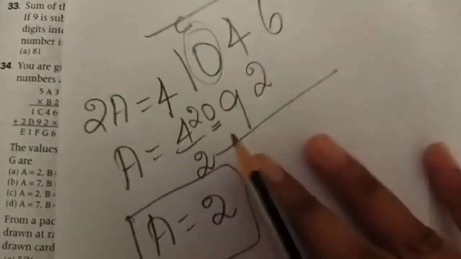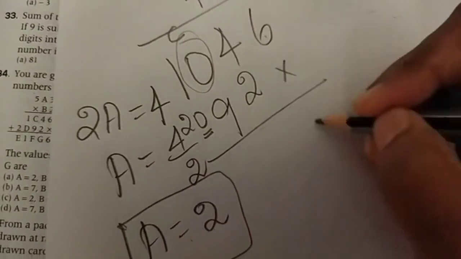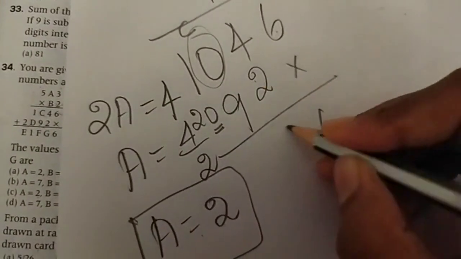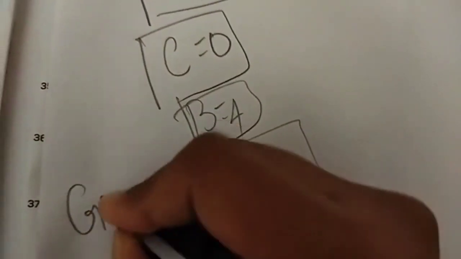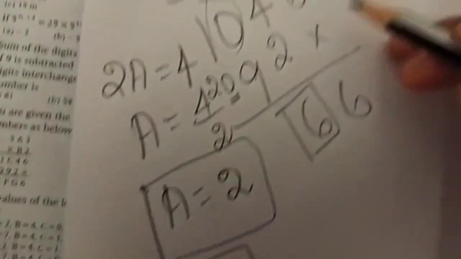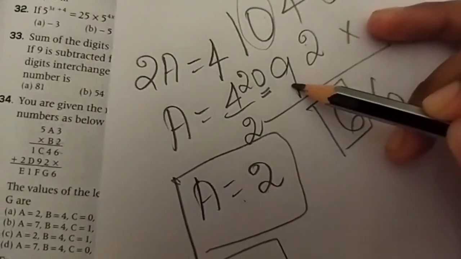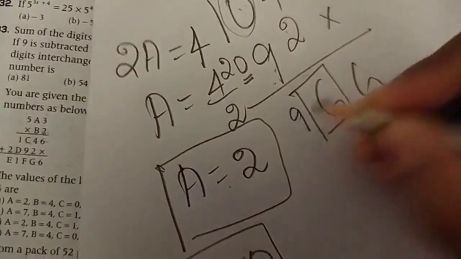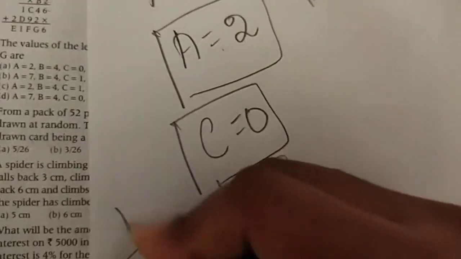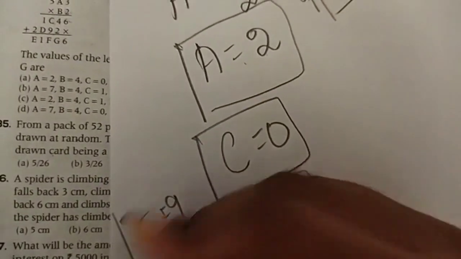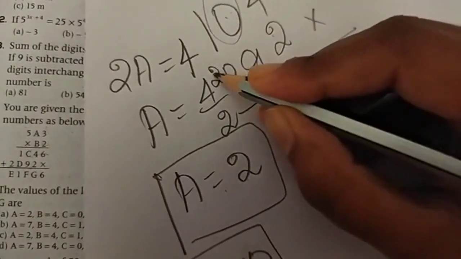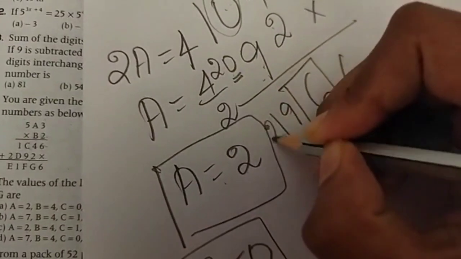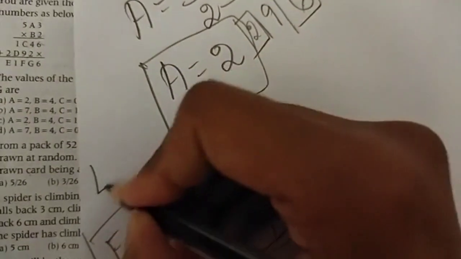Again, if you add, 4 plus 2 is 6. So what you get here is 6, which means G is equal to 6. And then 0 plus 9 is 9. So what you get for F? F is equal to 9. And here 1 plus 0 is 1. So in place of E you get 2. So E is equal to 2.